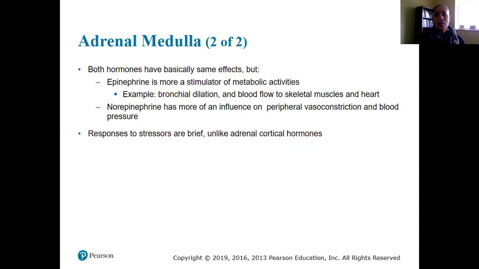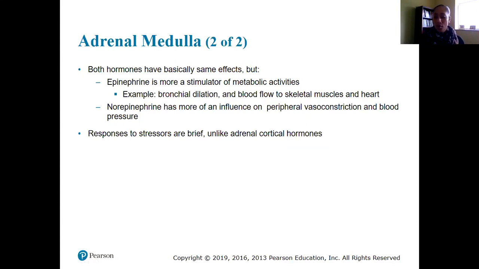Norepinephrine has more of an influence on the peripheral vasoconstriction and blood pressure. So although both of them work together to assist us in times of high stress, they target different parts of the body. And responses to stressors are brief, unlike the adrenal cortical hormones.